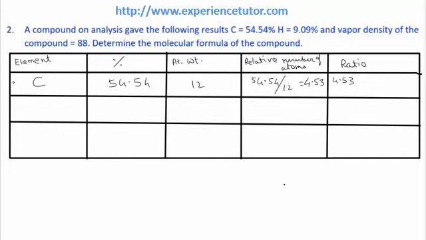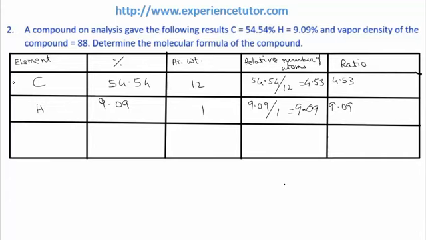Now H is 9.09, atomic weight 1, 9.09 upon 1 is 9.09, and ratio is 9.09.